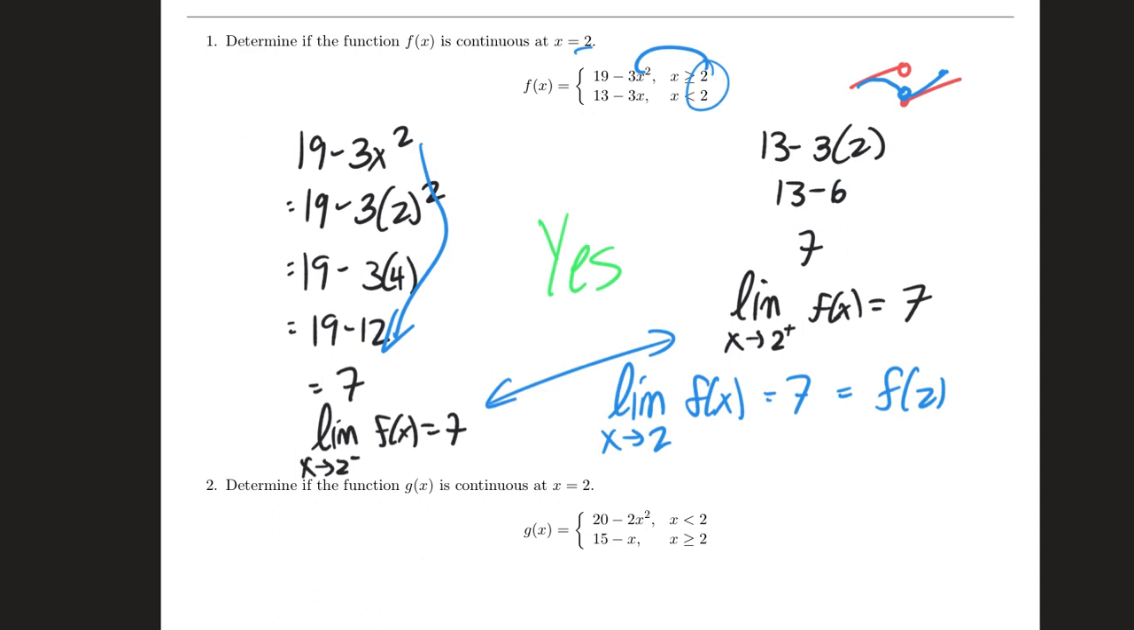I'll write it a little bit neater in the next example. All right, but this is basically how you determine it's continuous. You look at the two sides, make sure they're the same.